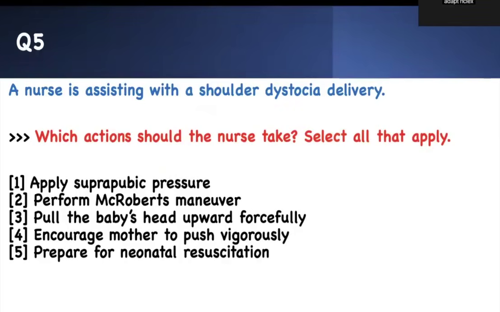And then it's assisting with the shoulder dystocia delivery. What is the concept? Shoulder dystocia. This is the way the NCLEX asks questions. One line, straightforward. There's no ambiguity. This is what I hear from my students, and that's how I set my questions. Straightforward, one line. Assisting with shoulder dystocia. No 4 lines, no 5 lines. This is it. Therefore, which action should the nurse take?